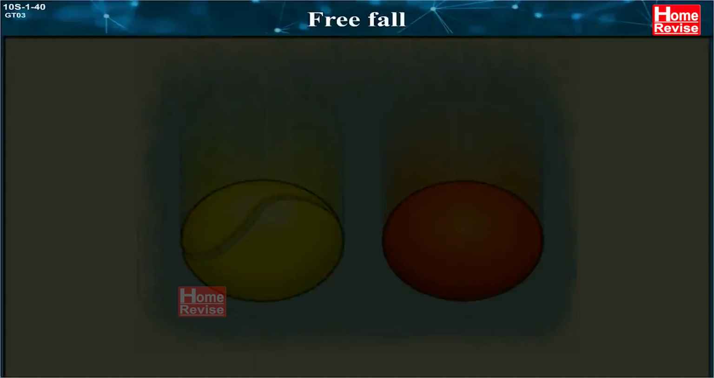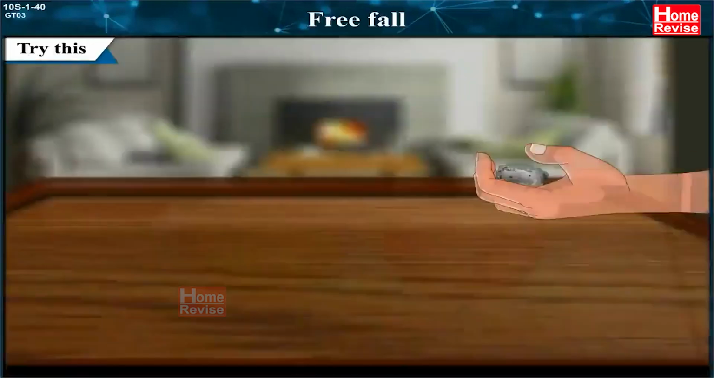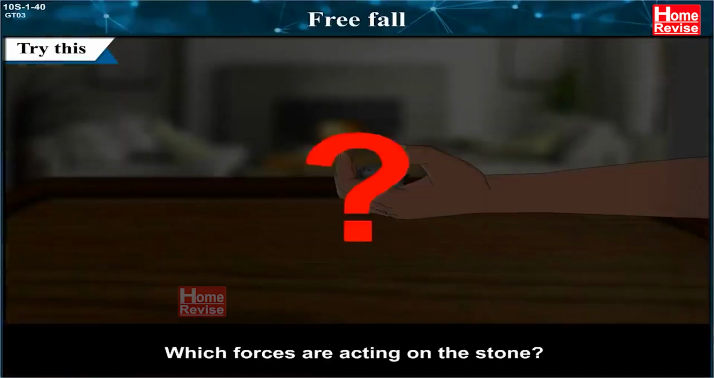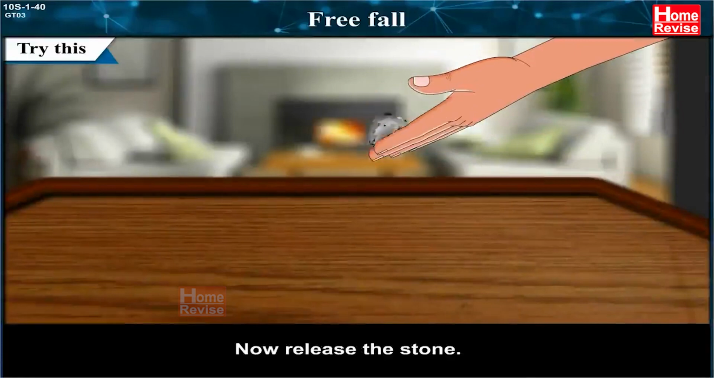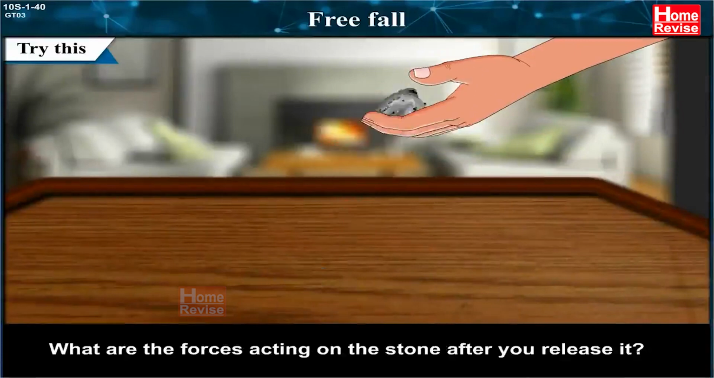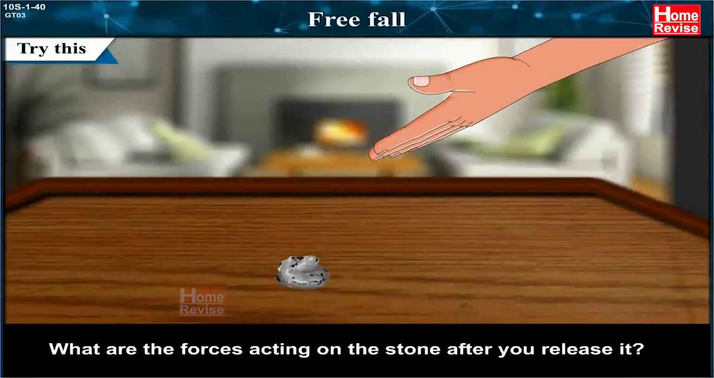Free fall. Try this. Take a small stone. Hold it in your hand. Which forces are acting on the stone? Now release the stone. What do you observe? What are the forces acting on the stone after you release it?